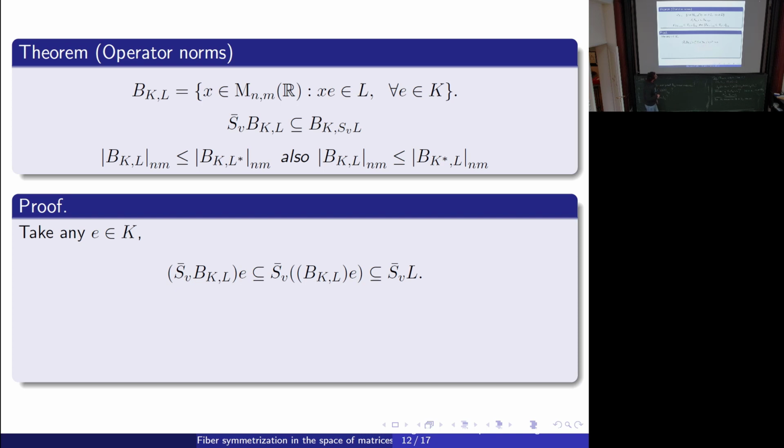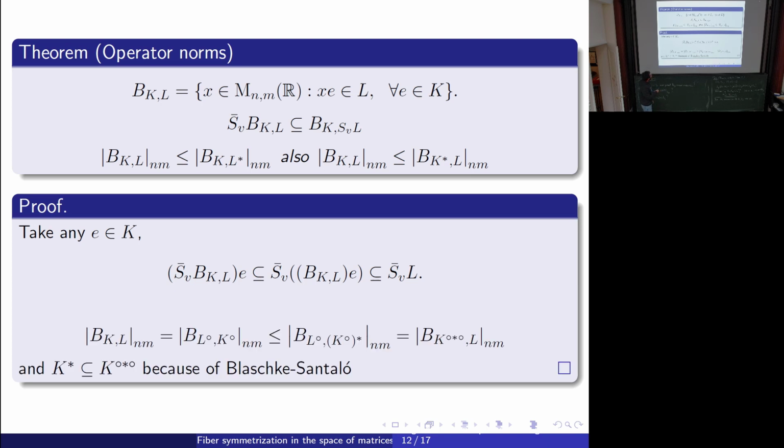And now if you take an operator ball, so you take a point in B_KL, which is a matrix taking K inside L, and you multiply by e, because e is in K, then this vector will be in L. So the inner multiplication will be inside L, and the fiber symmetrization preserves inclusions. And that's it.